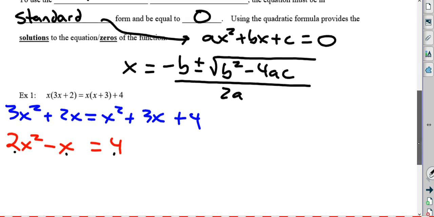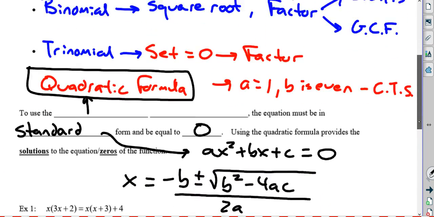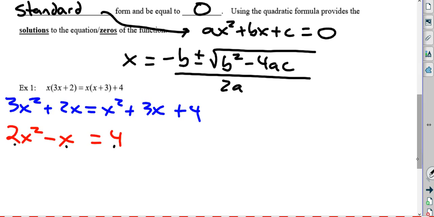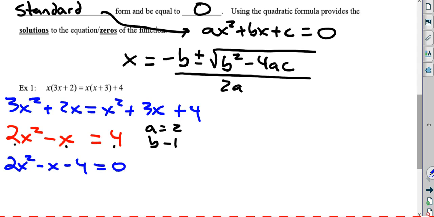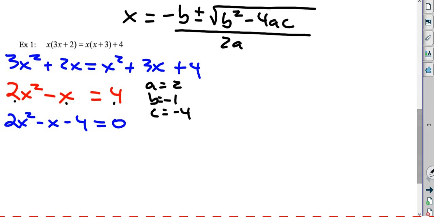I'm not going to be able to do square root with this. Maybe I could do complete the square and then square root, but a is not equal to 1 here. Here a is 2, b is negative 1. To figure out c, let's get this in standard form: 2x squared minus x minus 4 equals 0. That makes c negative 4. You could certainly try complete the square, but you're going to have a fraction, which I know a lot of us don't like. So you can just do the quadratic formula.